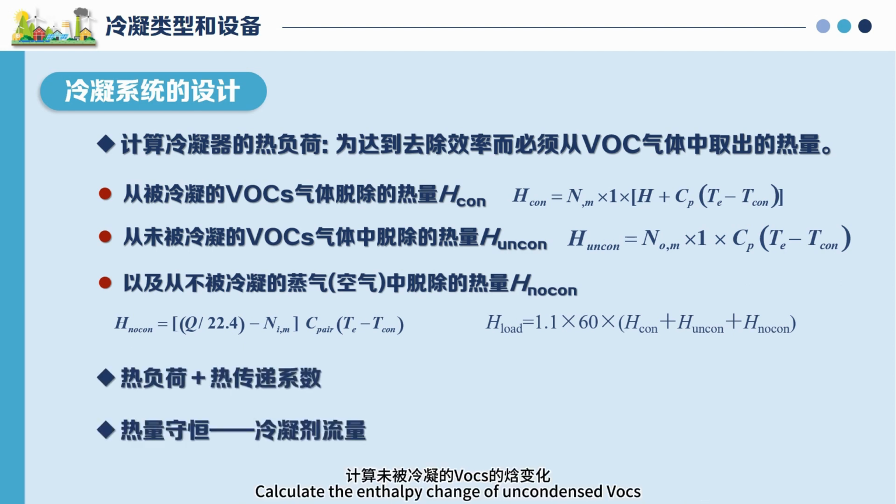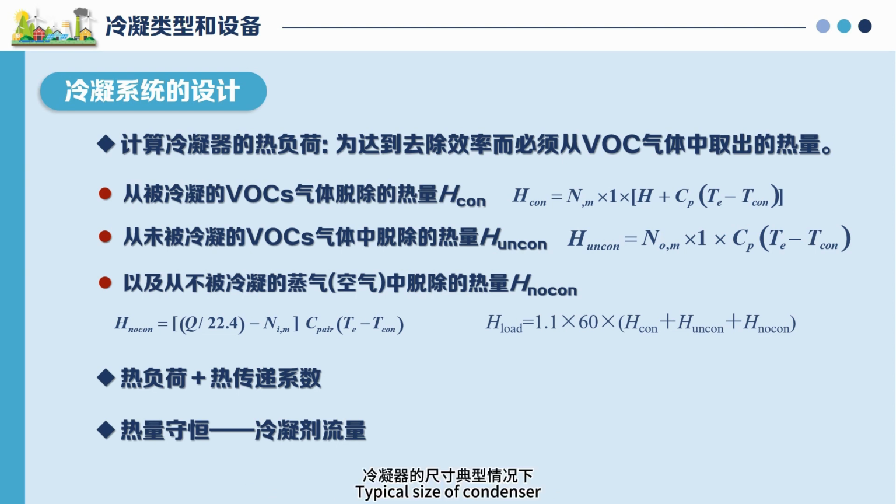Calculate the enthalpy change of uncondensed VOX, also based on 1 minute, as shown in the following equation. Calculate the change in enthalpy of non-condensing vapor, or air, based on 1 minute, as shown in the following equation. The heat load calculation of the condenser is as follows.